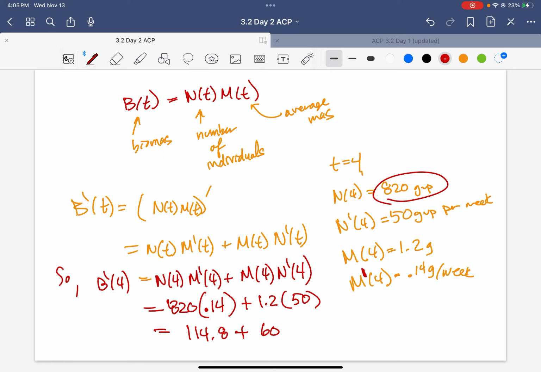Okay. So then when we do this, this is going to be 174.8, and its biomass is changing in grams per week.